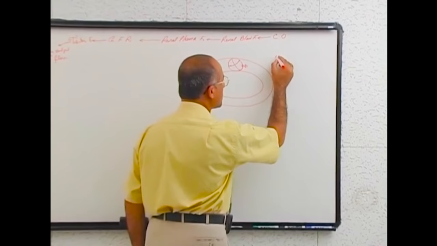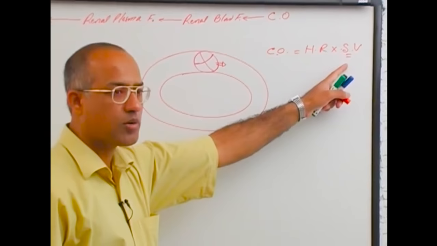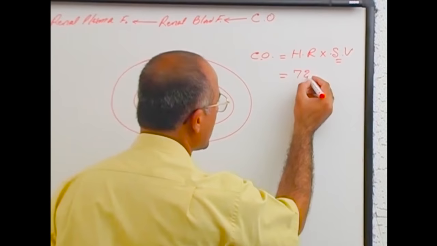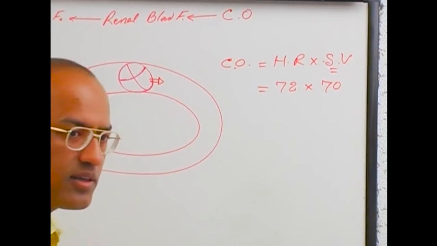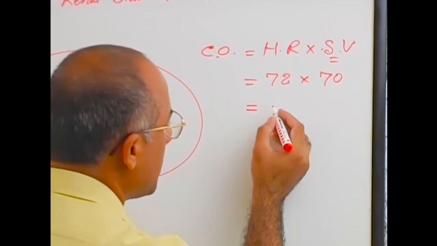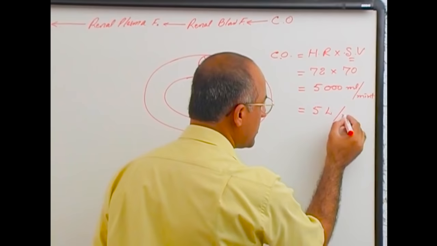Cardiac output is equal to what? Is equal to heart rate into stroke volume. That is, what is the volume pumped by the left ventricle per stroke and how many strokes per minute? So you know that is 72 into 70. Heart rate is on average 72 beats per minute, and 70 ml is the blood which is ejected by the ventricle, healthy ventricle, in resting condition. So it becomes about 5000 ml, right, per minute. So it is about 5 liters blood per minute in a resting healthy person, approximately.